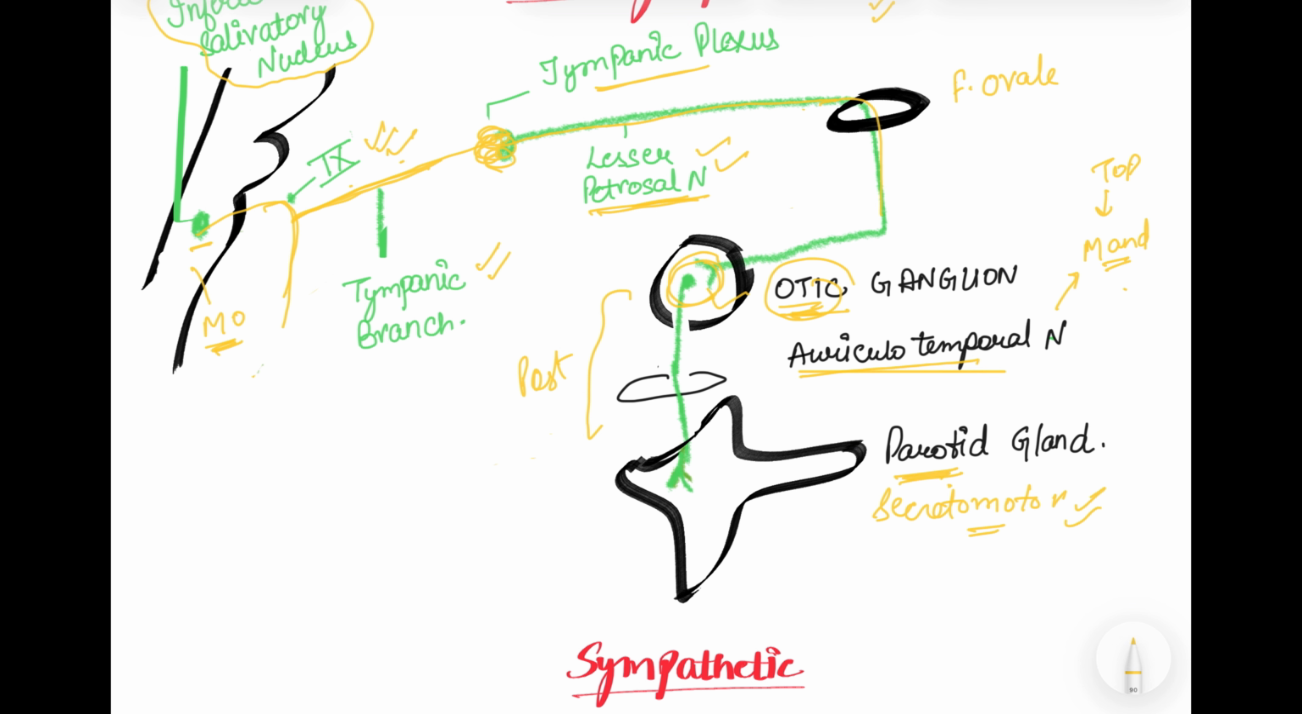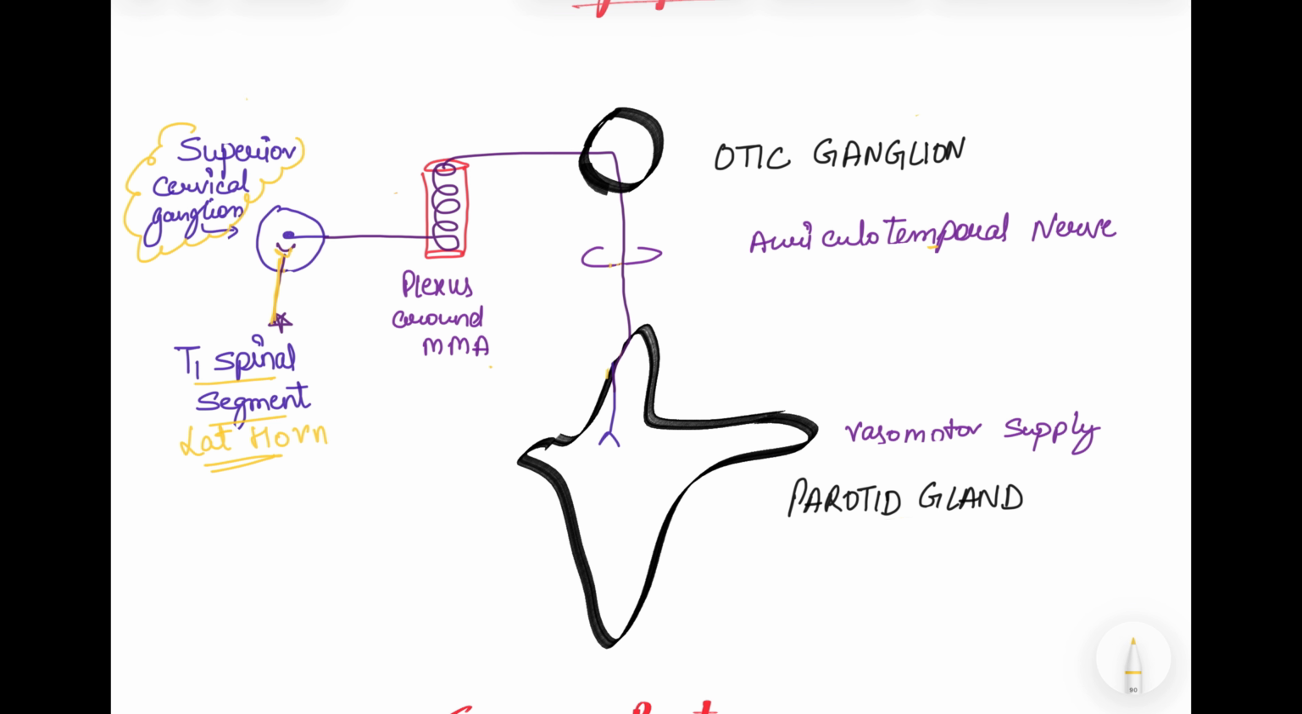So now we will talk about another root, that is your sympathetic root. So for the sympathetic root, the fibers are originating from lateral horn of your T1 segment. The fibers are originating from this segment, and it will go upwards, that is, ascending upwards, relaying in the ganglia, that is your superior cervical ganglia. So this is the ganglia where the relay has occurred.